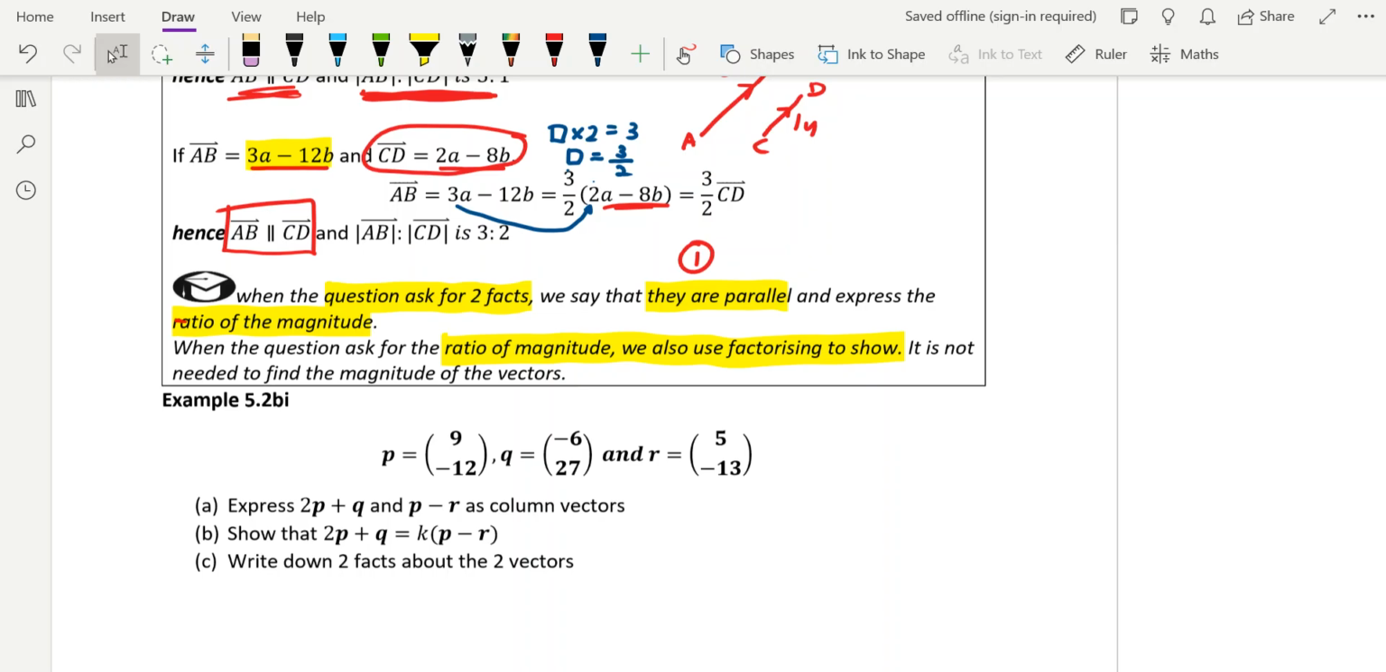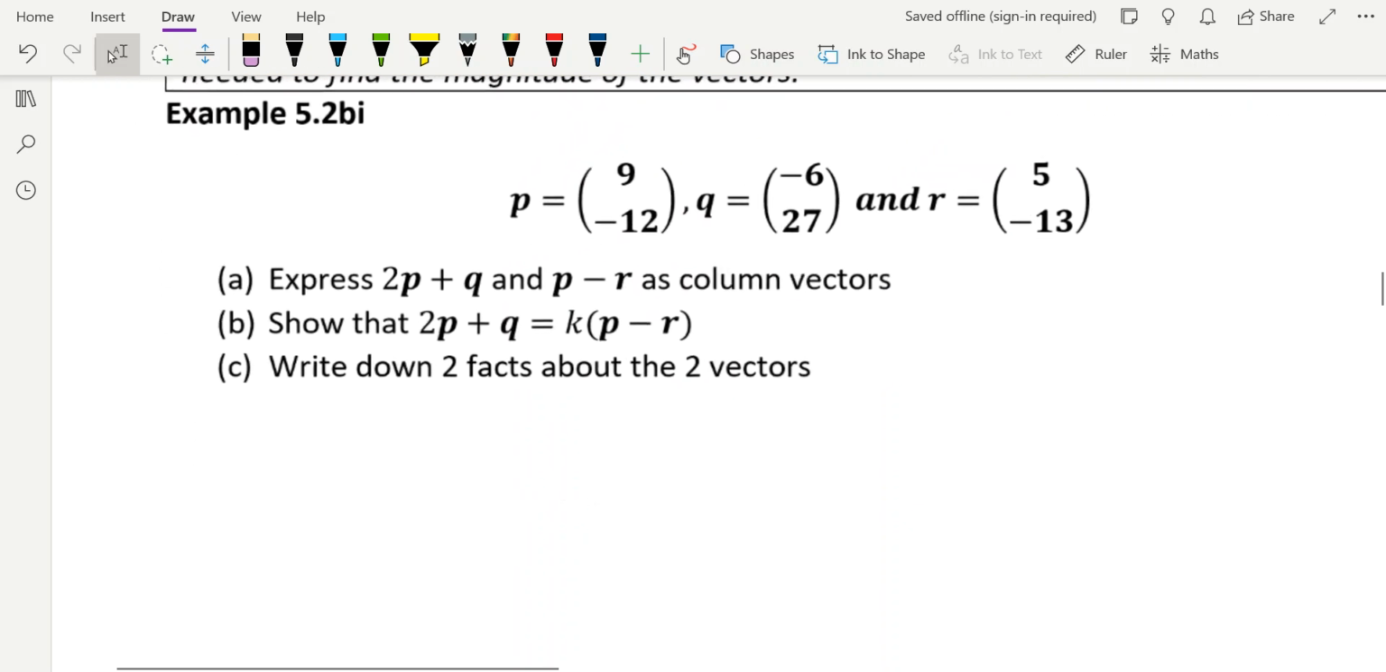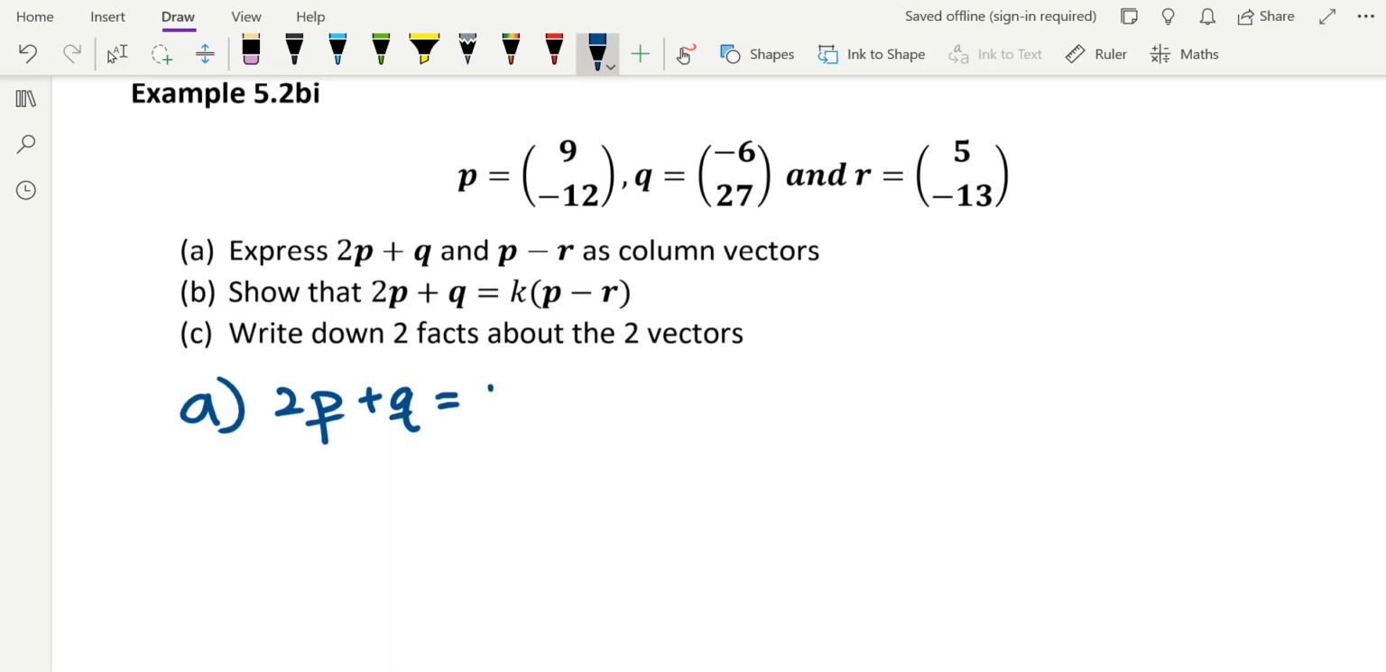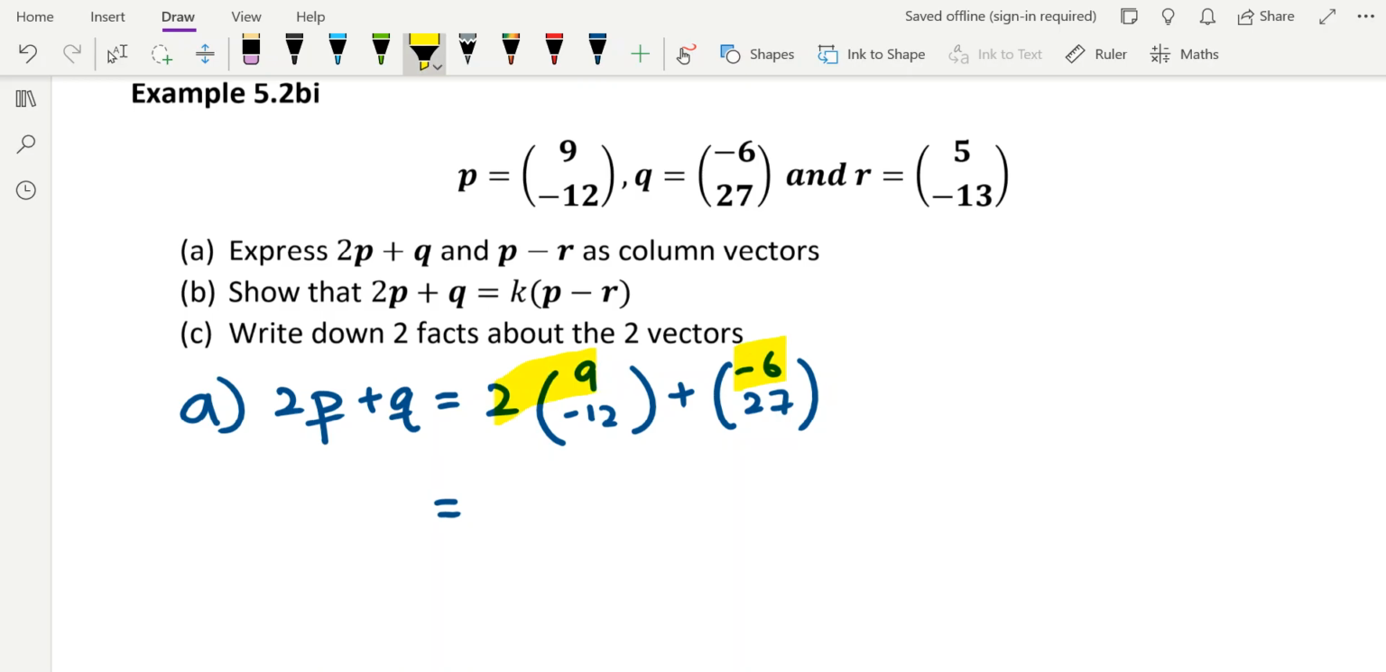So this next example involves adding, multiplying and subtracting of vectors. For part A, the question is asking for 2p plus q. So all I need to do is to express it properly: 2 times (9, negative 12) plus (negative 6, 27). Just use your calculator. 2 multiplied by 9 is 18, then minus 6, that will be 12. Then followed by the bottom number, negative 24 plus 27, and that will be 3.